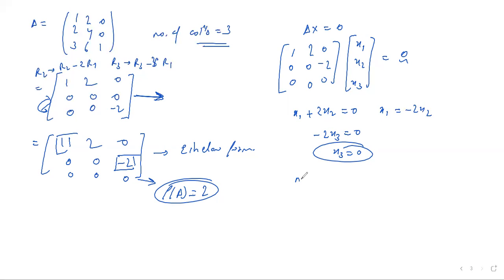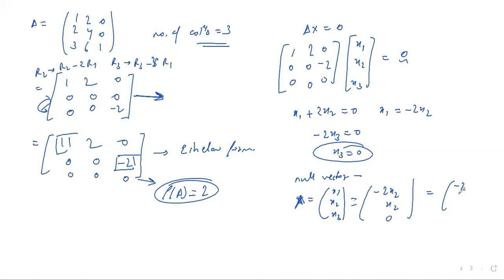Okay, so let's say x is my null vector here, x1 x2 x3. What is the value of x1? x1 is minus 2x2, x2 is x2, and x3 is 0. Okay, so I have this null vector as minus 2, 1, 0. This is my null vector.